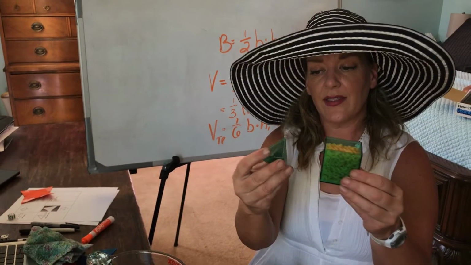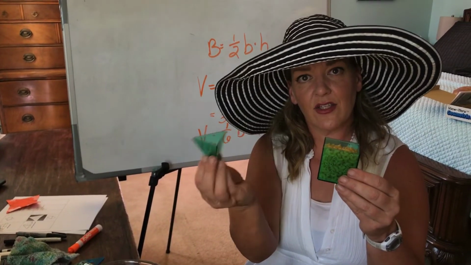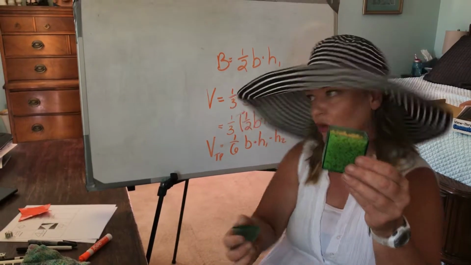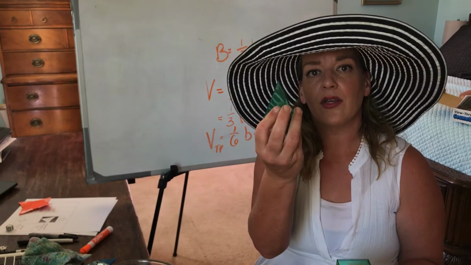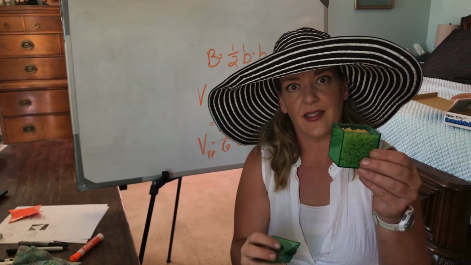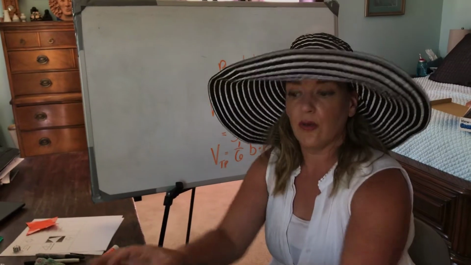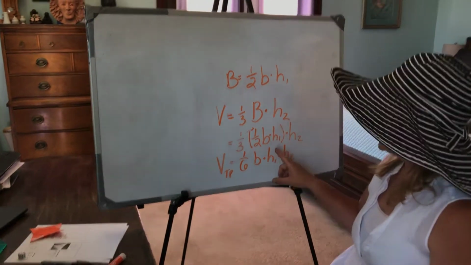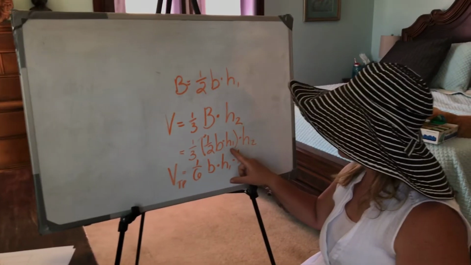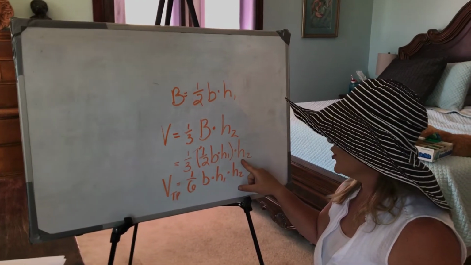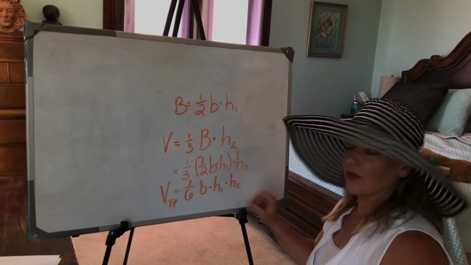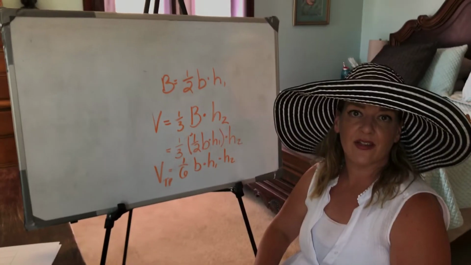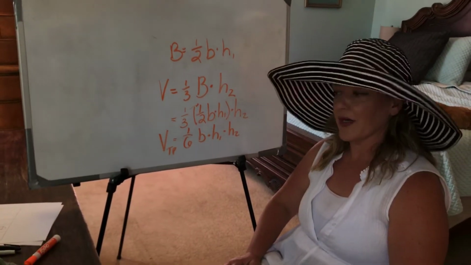But what I found is that it takes 6 of these triangular pyramids to fill up this cube. So that's where the 1/6 comes from. When I'm trying to find the volume of this, it's 1/6 the size of this cube. So when you guys are working on this, you have measured B, you can measure H1 and H2, and you know how to take 1/6 of something. So just multiply these 3 together and divide by 6 and you'll get the volume of the triangular pyramid.